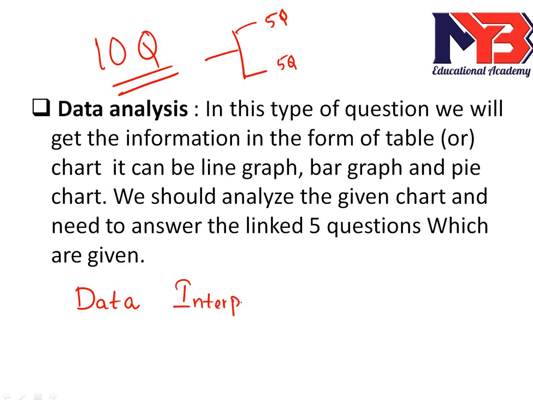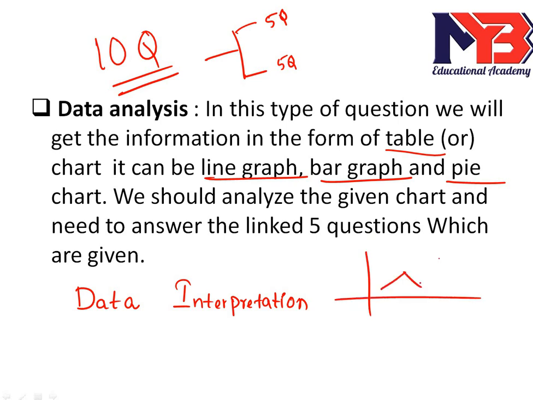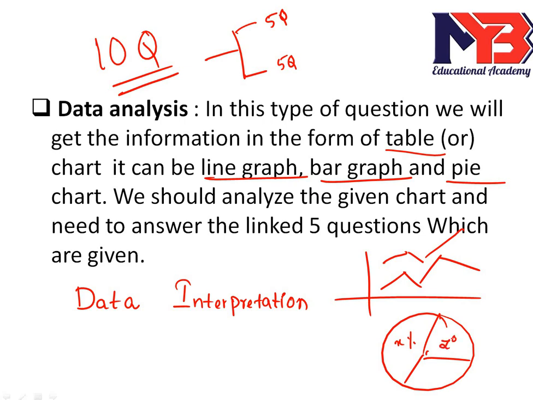The data is not directly projected to you. Data is projected in the form of a table or a line graph or bar graph or pie graph. We have to extract the information from that, and we basically call it the data interpretation module, where you will have a line graph. A line graph is something which is going to look like this. Or you might have a pie graph where the distribution of the data will be given in a circle, either in terms of percentages or in terms of degrees. They will project any one of these.